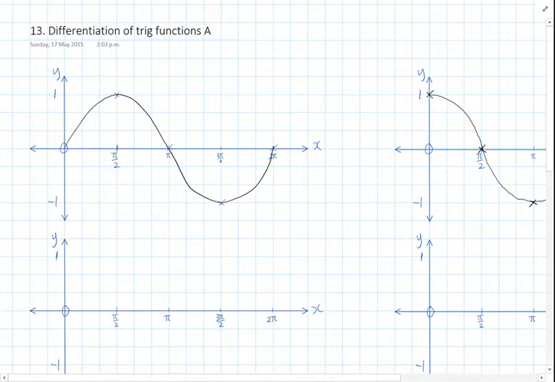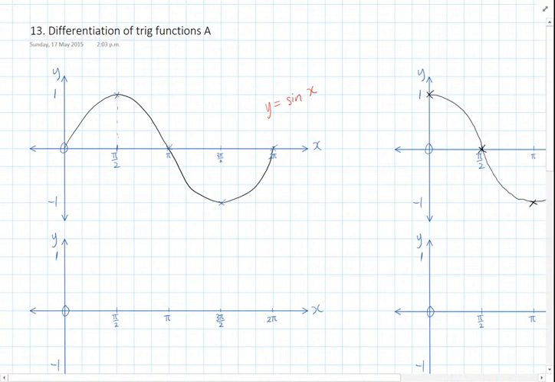And so what I've done to start off with is draw out the trig functions. So here we have the graph of y equals sine x, and we're going to consider the gradient at different points. So with any curve, where you've got a point at the top of a graph, you tend to have a turning point, and at the top of that turning point you have a gradient of 0.